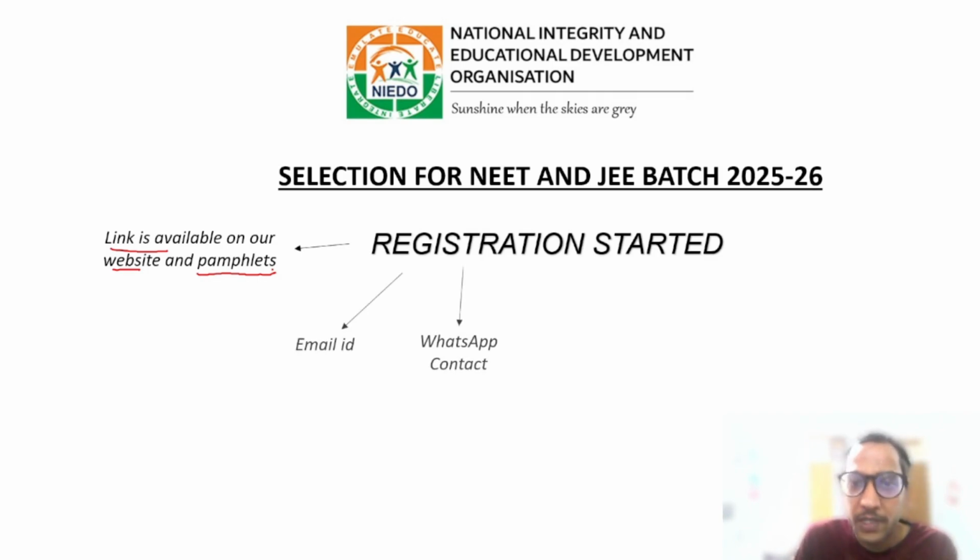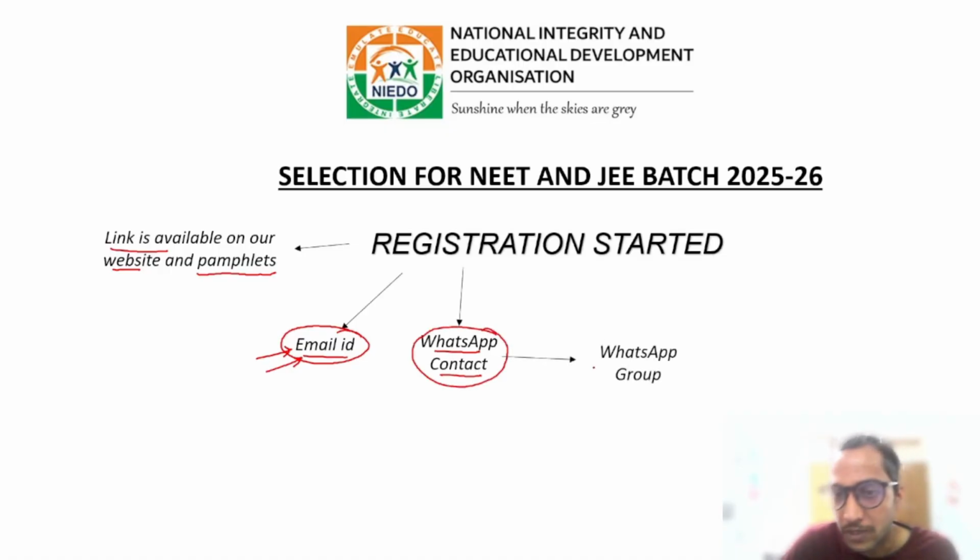So when you register, your email ID and your WhatsApp contact is taken. Through your email ID, we will be sending you email notifications. From your WhatsApp contact, we will add you to the relevant WhatsApp group, and there you will also be getting notification and information regarding this examination.